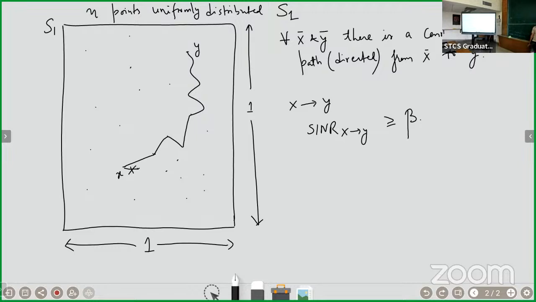Now there is no r directly here. What do you expect to happen? When do you think there will be connectivity? When do you think there will be no connectivity?